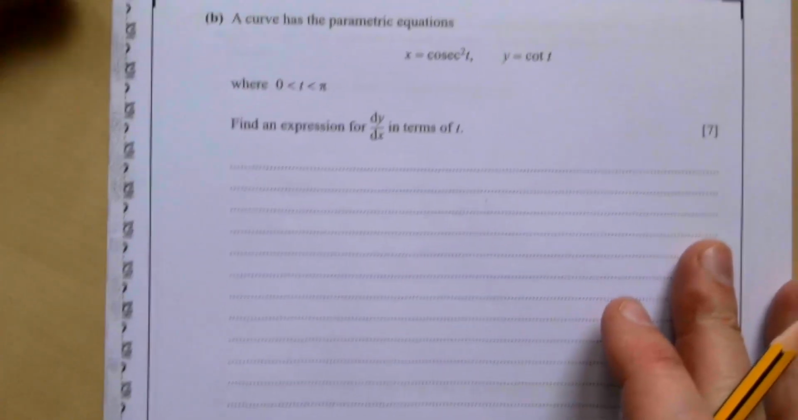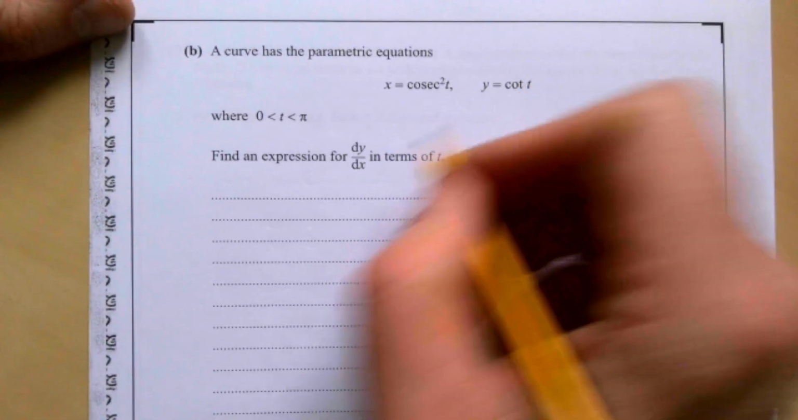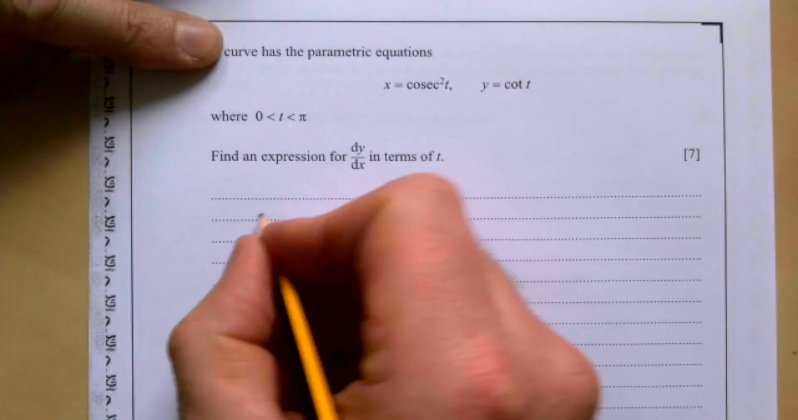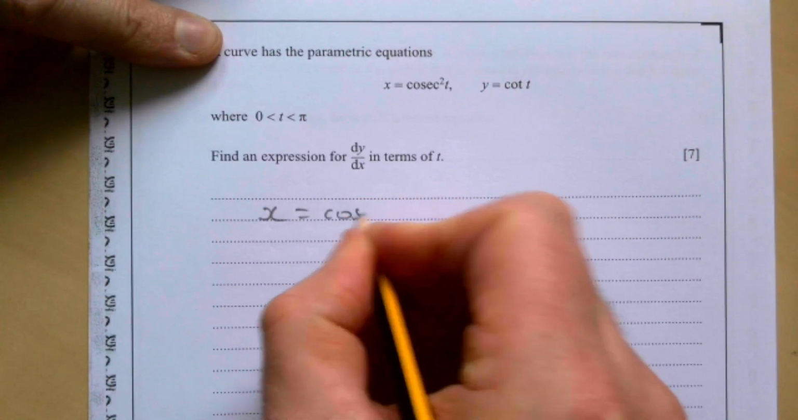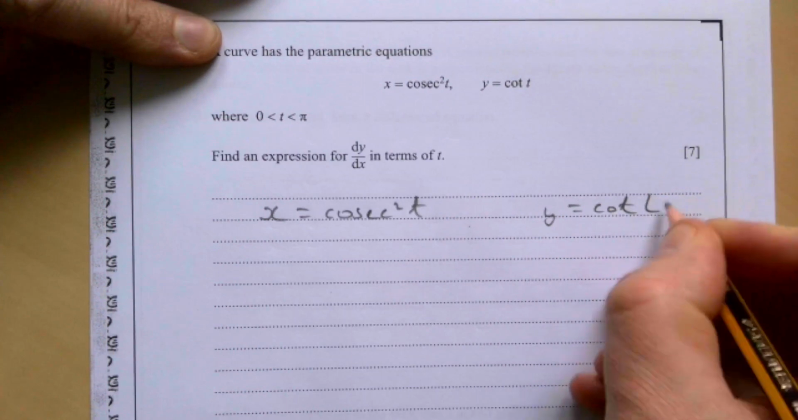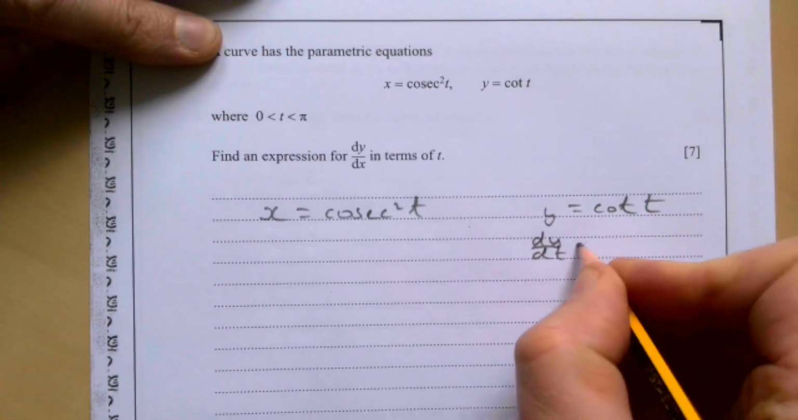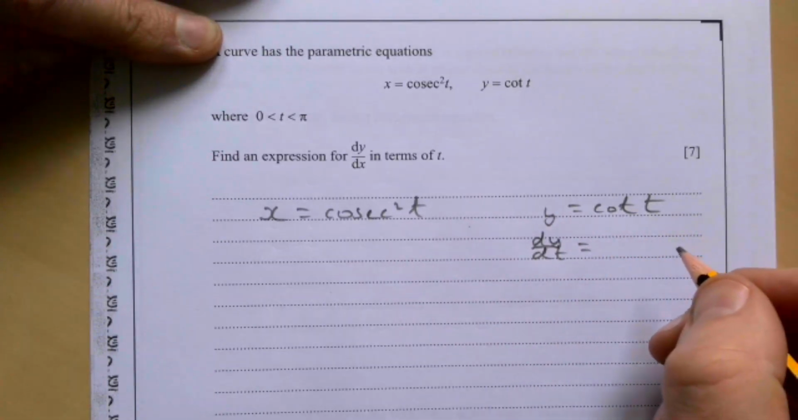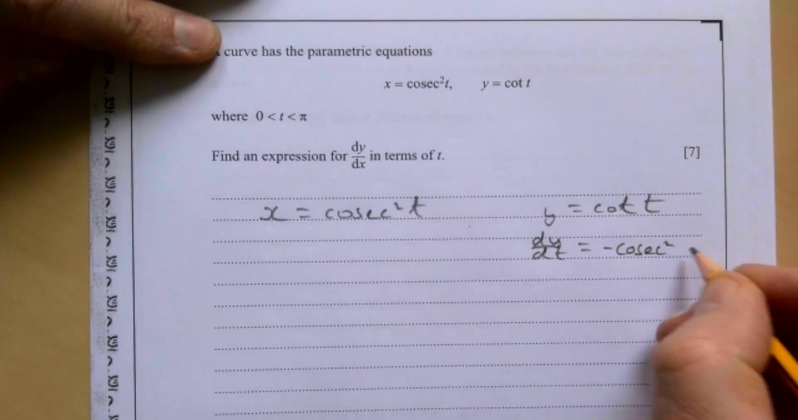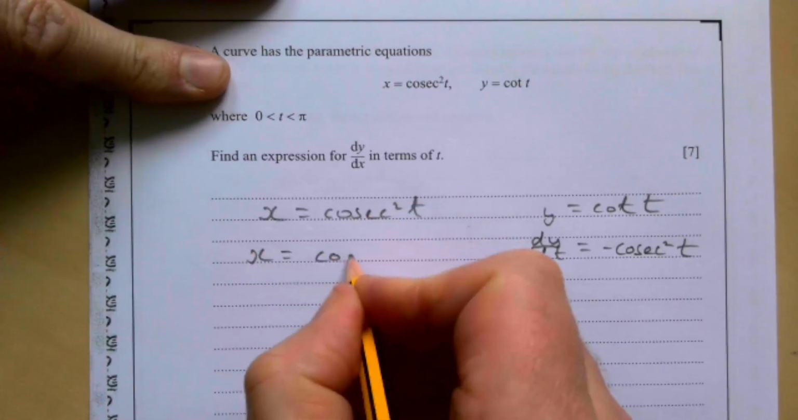Part B, a curve has the parametric equations x equals cosec squared t and y equals cot t. Find an expression for dy by dx in terms of t. So x is cosec squared t and y is cot t. This one's a bit more straightforward to differentiate. So dy by dt, if you differentiate cot, you get minus cosec squared t. You get given that in the formula booklet anyway.